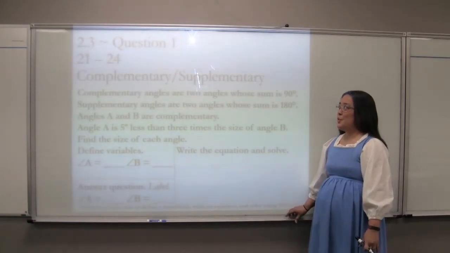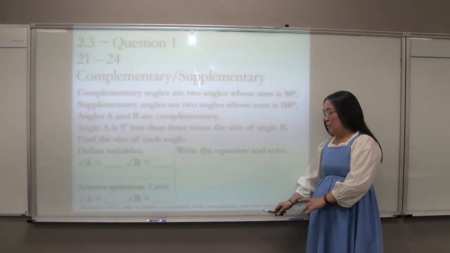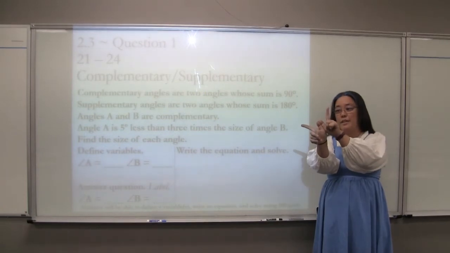Chapter 2, Section 3, Question 1. Complementary and supplementary angles. In geometry, complementary angles are two angles that add up to equal 90 degrees.